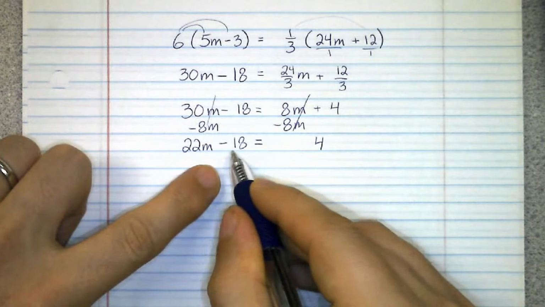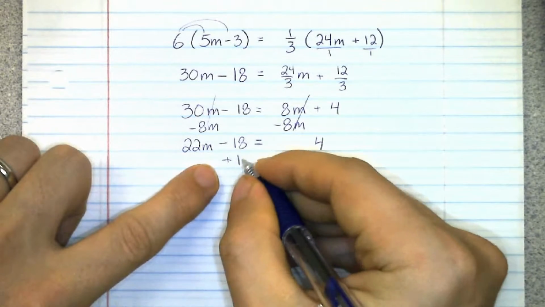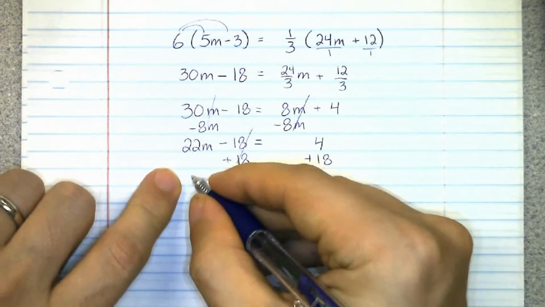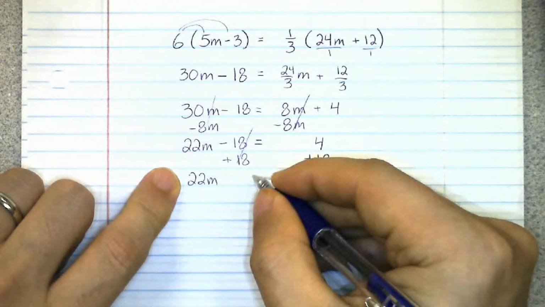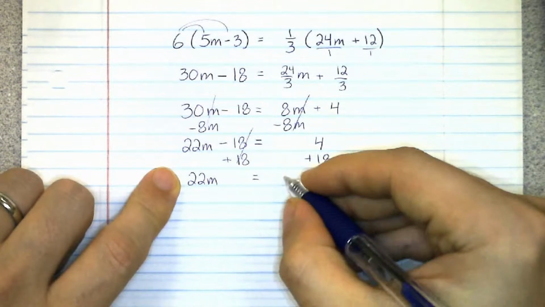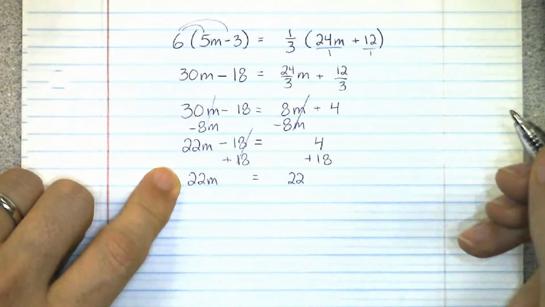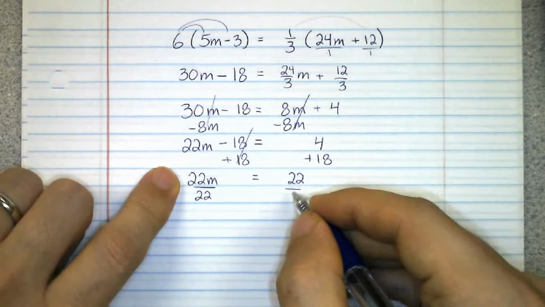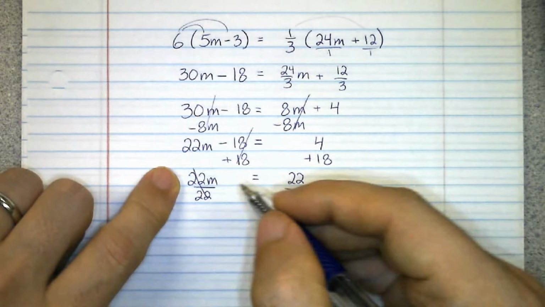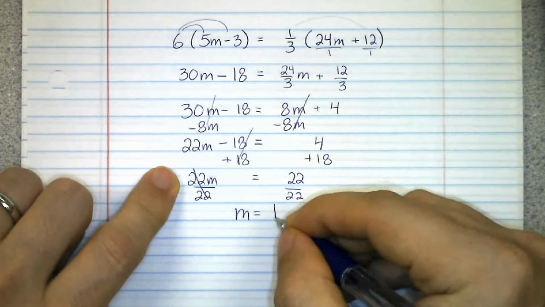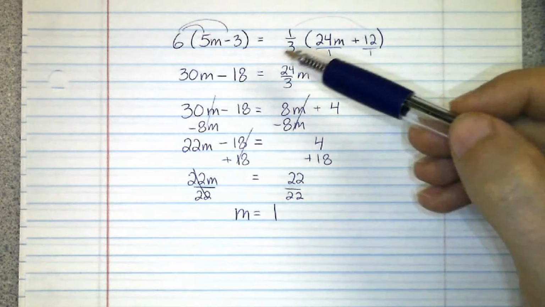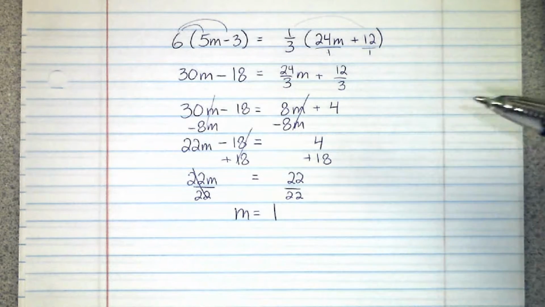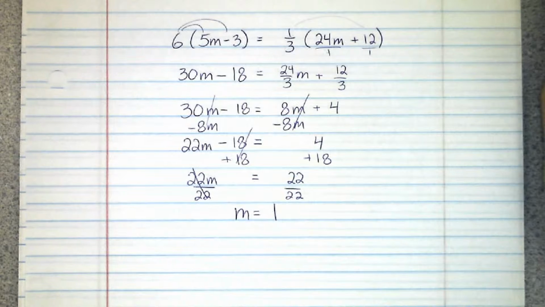Now, to get rid of this minus 18, I'm going to add 18 to both sides. I'm left with 22 m's equals, and 4 plus 18 is 22. Divide both sides by 22, and hopefully by now you already know what the solution is. M equals 1. And again, if you'd like, you could insert 1 in for the variable in the original equation to check and verify your answer.